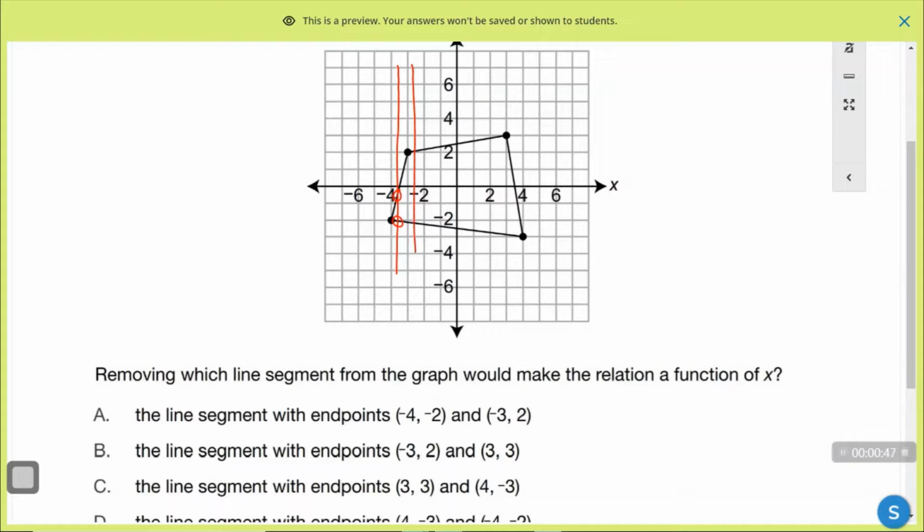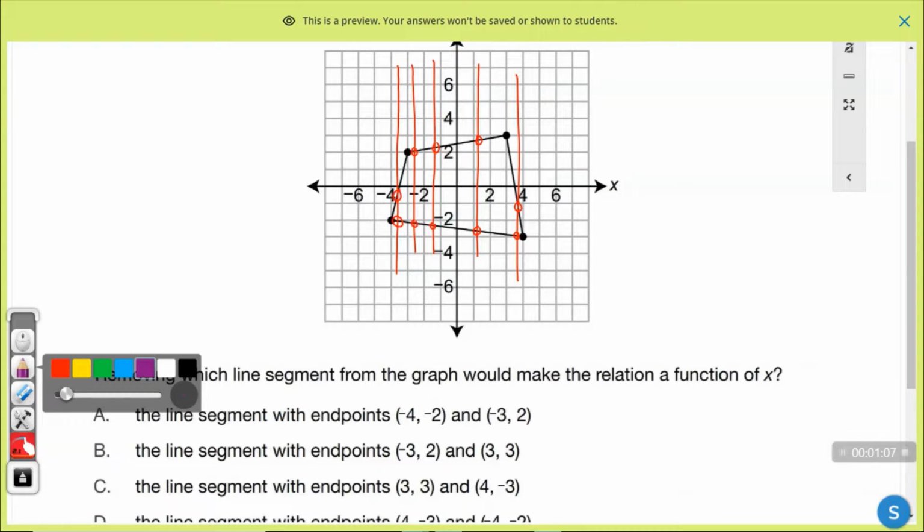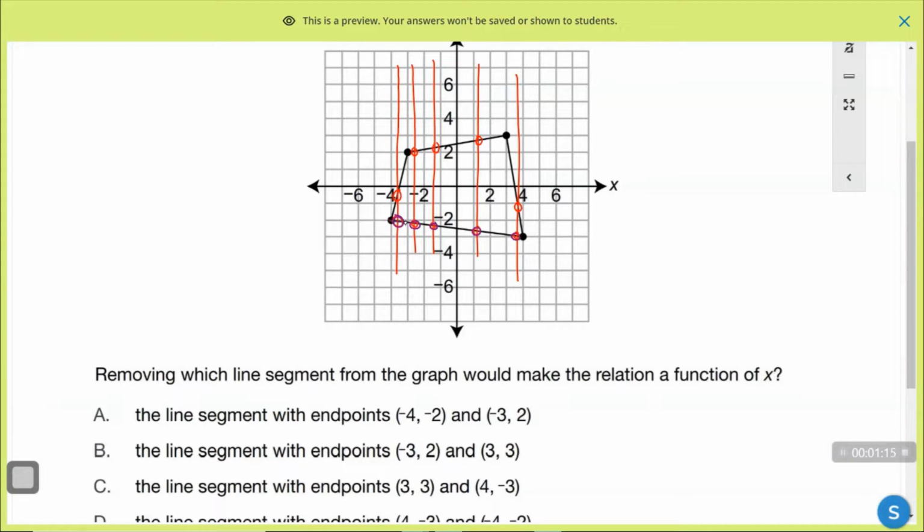And so if we look at some vertical lines here, we can see where it is hitting and which problems are being caused as we go through. I'm looking at various vertical lines to see where they go through the different sides of our shape. And I notice something in particular. Every single time a line hits our graph more than once, the second time that it's hitting is always on this line down here. So if I were to just remove this line right here, then each of these vertical lines would only touch once, making this relation a function. And so therefore, that's the one that I want to go for.